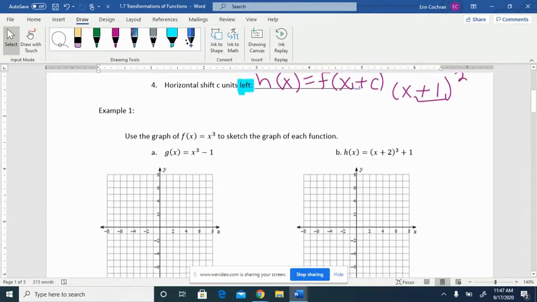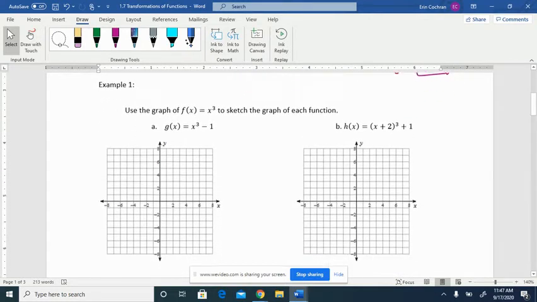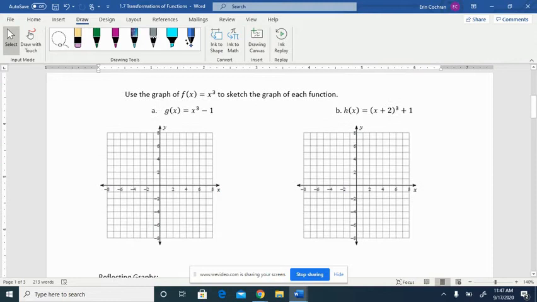Use the graph of f of x equals x cubed to graph each function. So what I'm going to do is graph this parent function first, so we get an idea of what it looks like. If my x value is 0, if I plug 0 into x, what do I get? 0 cubed is 0. So we have the coordinate (0, 0).